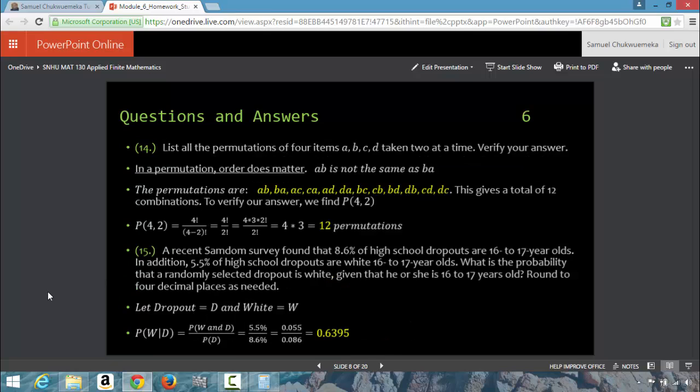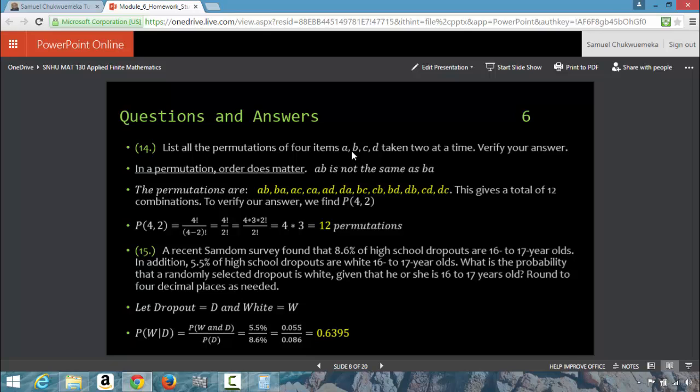Question 14. List all the permutations of 4 items A, B, C, D, taking 2 at a time. Verify your answer. In a permutation, order does matter. That is one of the differences between permutation and combination. In permutation, the order of arrangement matters. In combination, the order of arrangement does not matter. So in a permutation, AB is not the same as BA, but in a combination, it is the same.